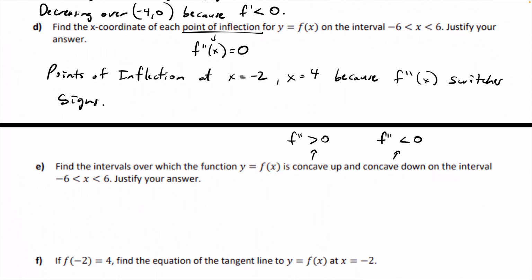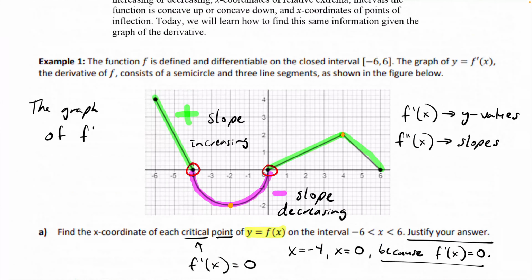So here's my question. When is the second derivative positive and when is it negative? So let's see, concave up, concave down. That's what we've got to find. We already have our justification. I know when the second derivative is positive, it's concave up. So let's go look at the graph.